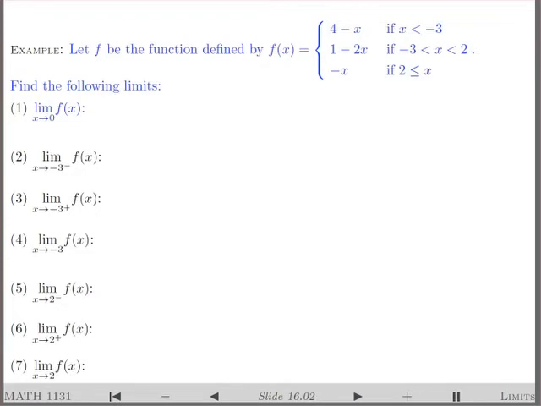to find the limit at 0, we first note that if x is close to 0, whether x is bigger than 0 or less than 0, it's going to fit in this interval, negative 3 to 2. So f of x is 1 minus 2x, which means the limit at 0 is the same as the limit of the function 1 minus 2x at 0. And since it's a polynomial, the limit equals the value 1 minus 2 times 0, which is 1. So this is also the limit of the original function f.